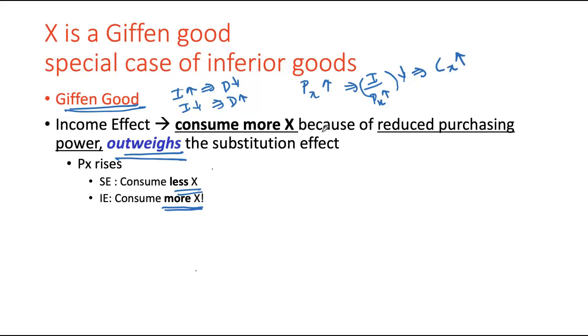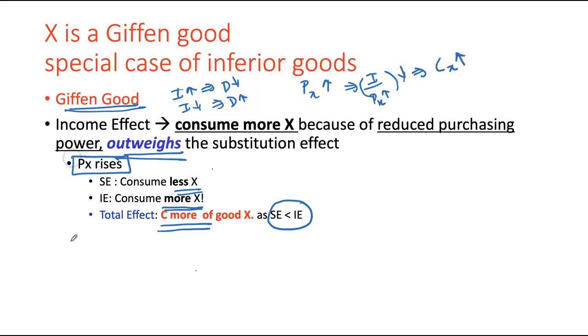But in this case, income effect is outweighing our substitution effect. So income effect will completely outweigh the substitution effect, and we end up actually consuming more of the good as price goes up. Remember, this is all coming from increase in the price of the good, and overall the net effect, or the total effect, is we end up consuming more X. So here for a Giffen good, as price of the good rises, consumption of the good actually rises. So instead of a typical downward sloping demand curve, we have a positive relationship between price and quantity demanded, and we'll have an upward sloping demand curve.